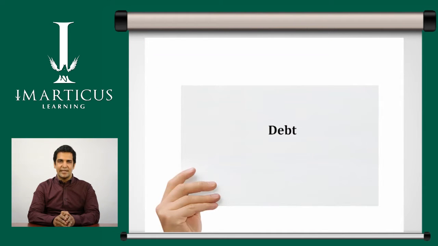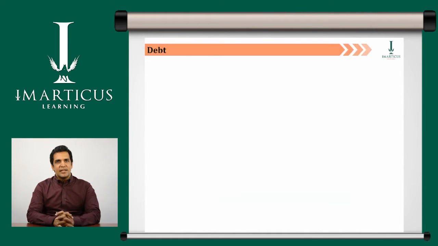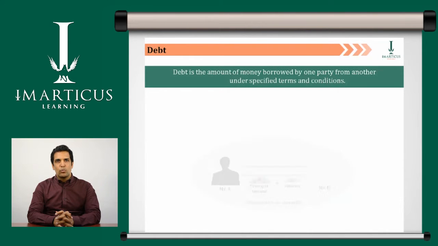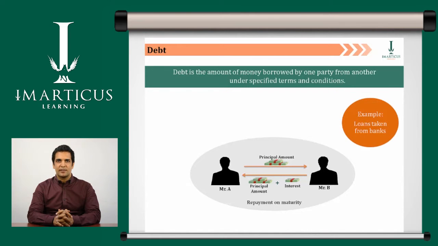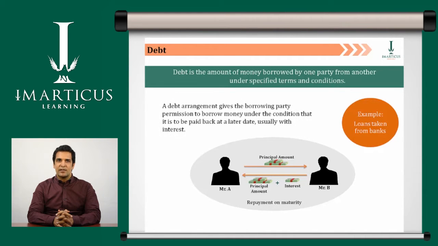Moving on to debt instruments. Debt is the amount borrowed from the investor under specified terms and conditions. Think of a loan taken from a bank. That's a debt instrument. A debt arrangement gives the borrowing party permission to borrow money under the condition that it is to be paid back at a later date. After the maturity of the period, these borrowed funds are paid back with interest.